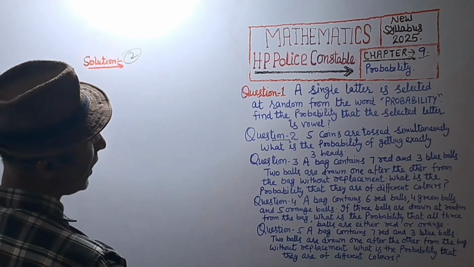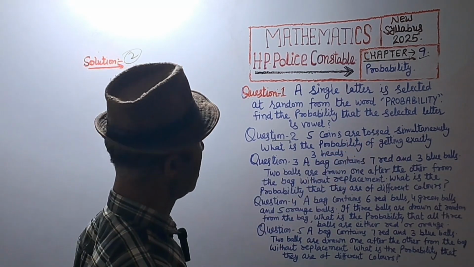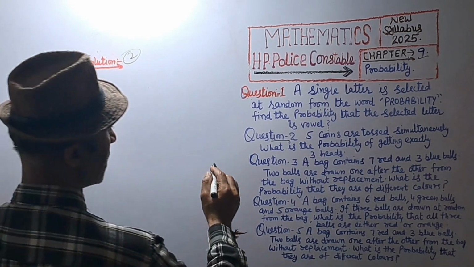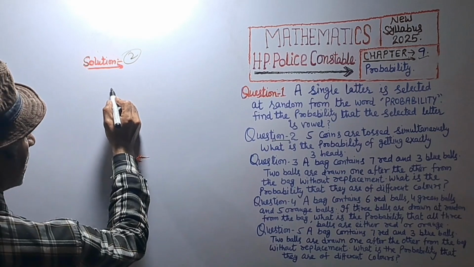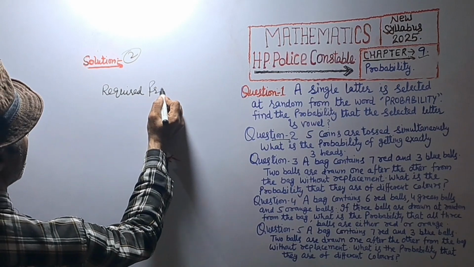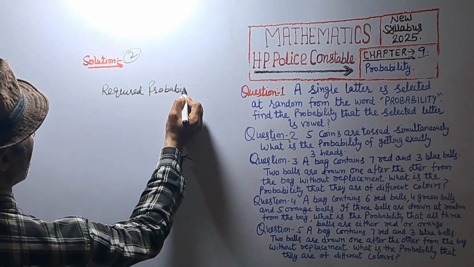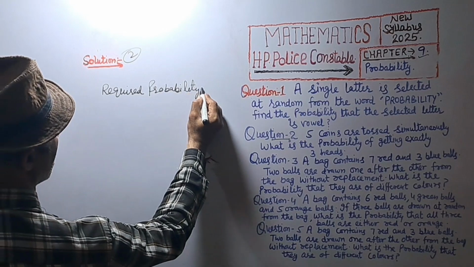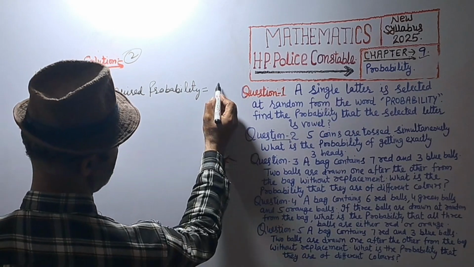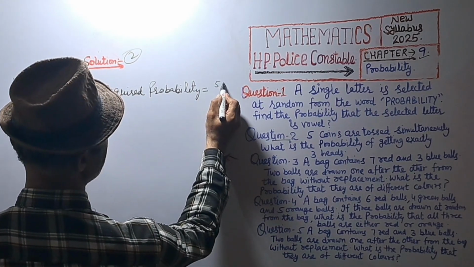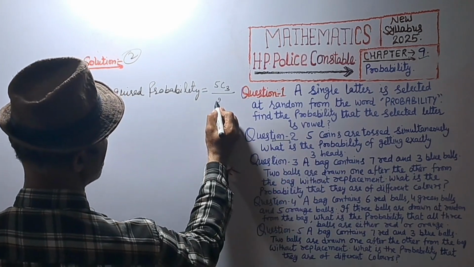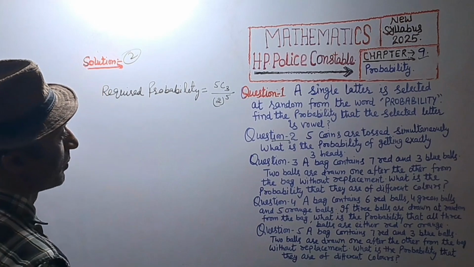Question number 2. 5 coins are tossed simultaneously. What is the probability of getting exactly 3 heads? Required probability equal to 5C3 upon 2 raised to power 5.